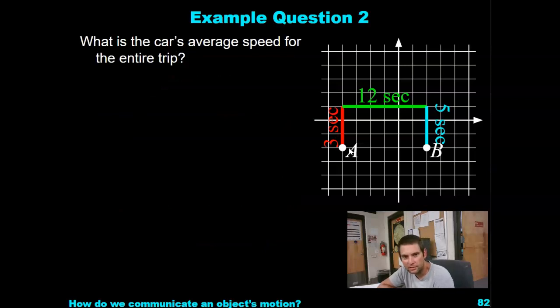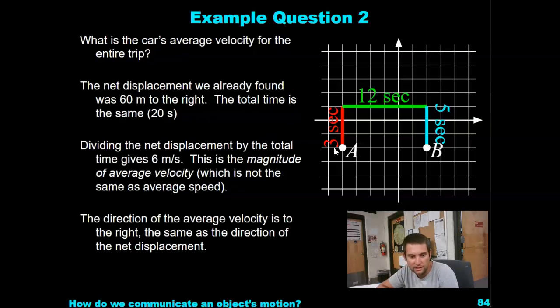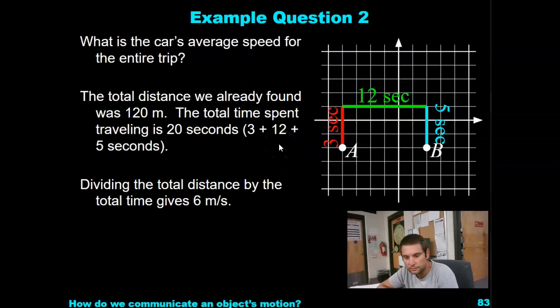Here you go, pause it again. Get your average speed, not velocity, speed. Ready? Total distance we already found was 120 meters. The total time spent is 20 seconds, so that gives us 6 meters per second. All right, go ahead and pause it here and see if you can figure out the average velocity.